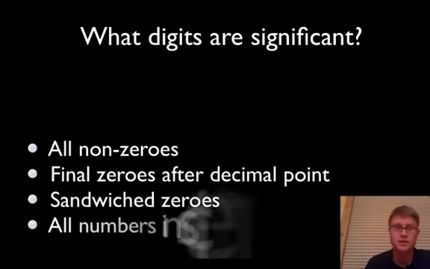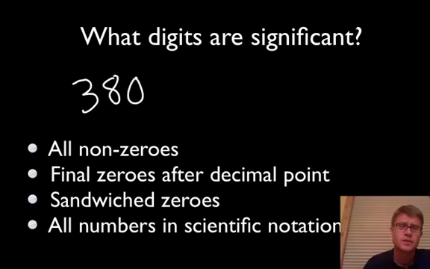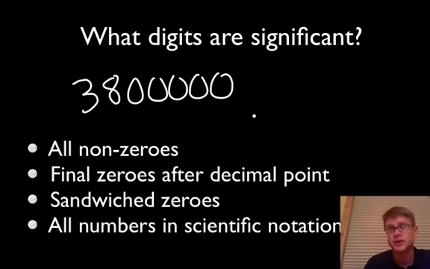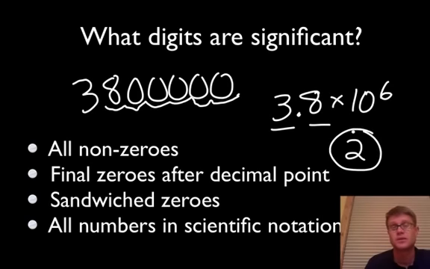So it seems like everything is significant. Let's go to the next one. All numbers in scientific notation are significant as well. What does that mean? Let's say I have a number like 380000. In science, we use what's called scientific notation to write this out. If the decimal place is here, I can count back 1, 2, 3, 4, 5, 6. And so we would write this as 3.8 times 10 to the 6th. That's significant, and so this would have 2 significant digits.